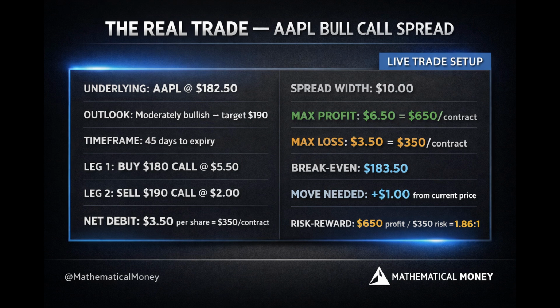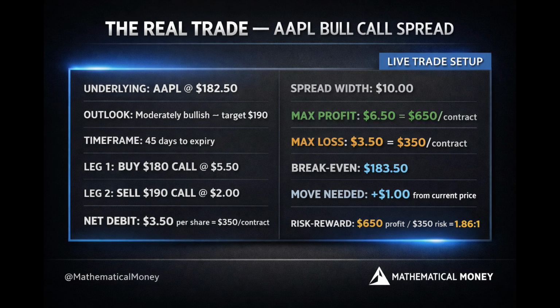Buy the 180 call at $5.50, sell the 190 call at $2. Net debit, $3.50 or $350 per contract. Maximum profit, $10 minus $3.50 debit, equals $6.50 or $650 per contract. Maximum loss, $3.50, the debit you paid.